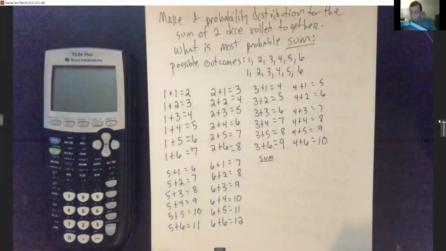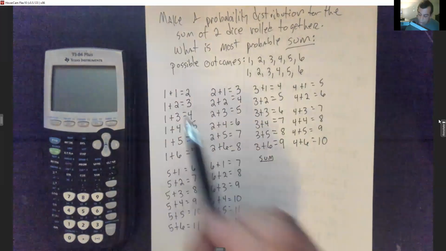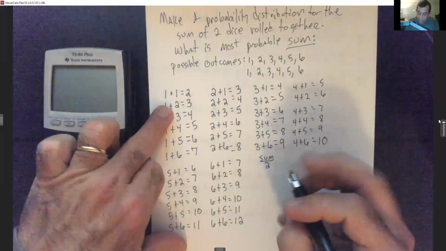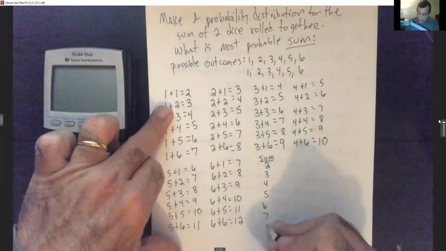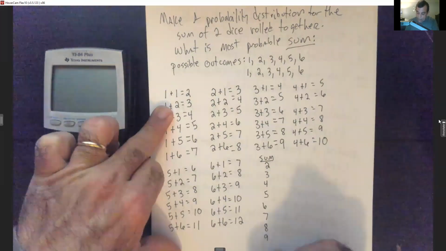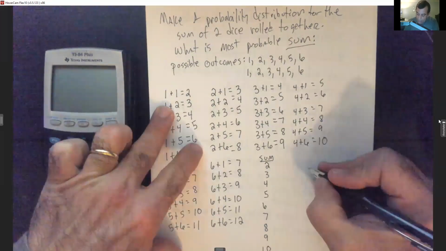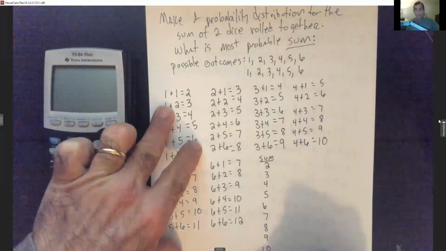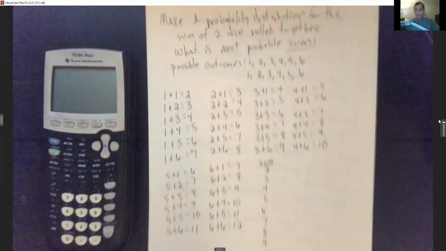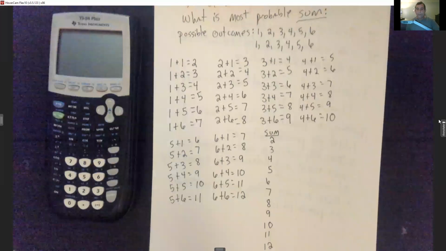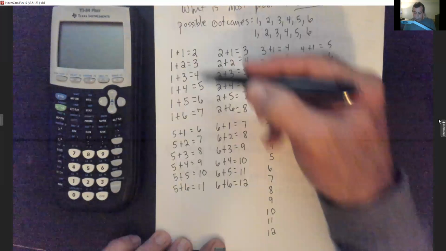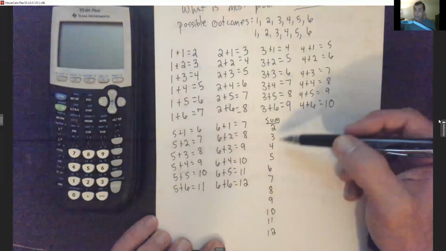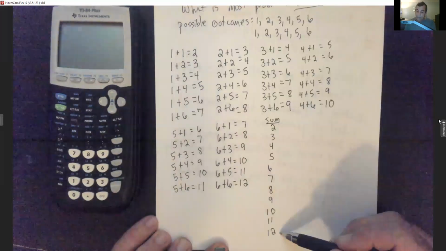The smallest sum that I could get is a 2. It could equal 3, 4, 5, 6, 7, 8, 9, 10, 11, or 12. So let me pull that down a little bit. These were all the possible sums that I got over here. Nothing lower than a 2, nothing higher than a 12. So now, how many times?